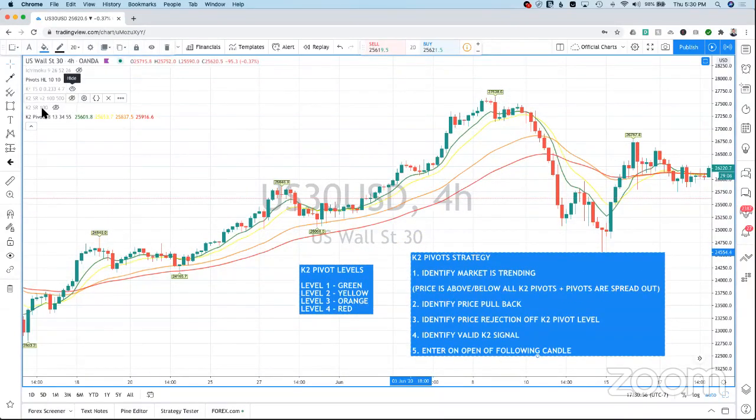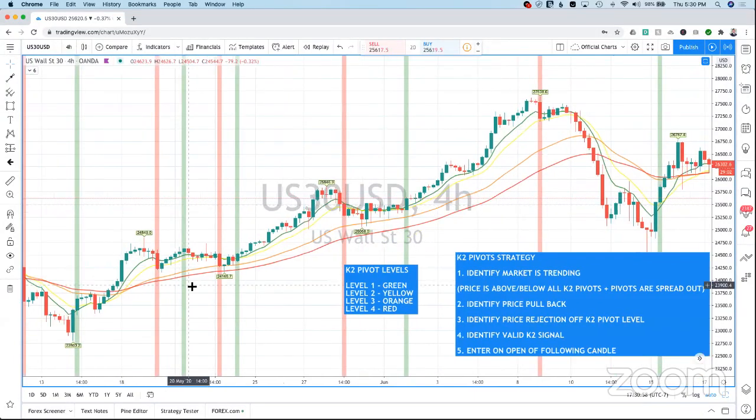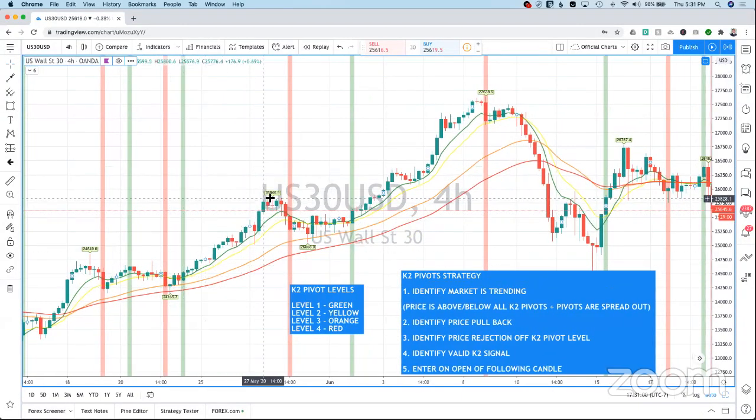But if you tie it with the momentum indicator, this works out a lot better because you can see price came up, came down, rejected, and then instead of entering down here, you would have entered right here. So you'd have full confirmation that price rejected off the pivot and momentum is moving upwards.